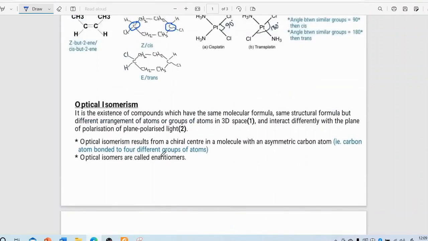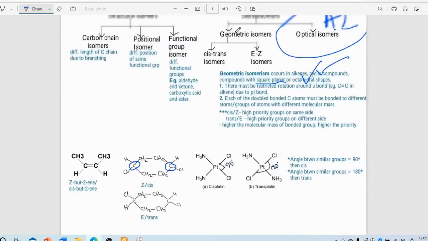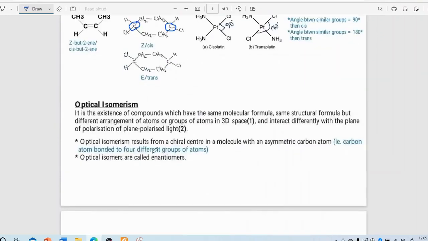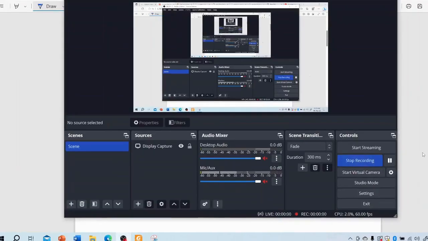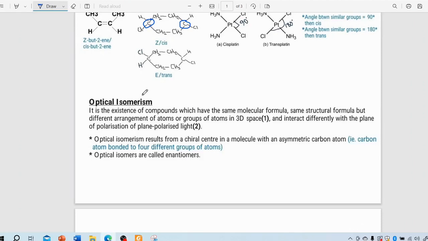And optical isomers are called enantiomers. Just treat it as simply as that. Geometric isomers can be called cis-trans isomers. Likewise, optical isomers are called enantiomers, as easy as that. And again, we have defined optical isomers. Now, let's see if we can identify optical isomers.